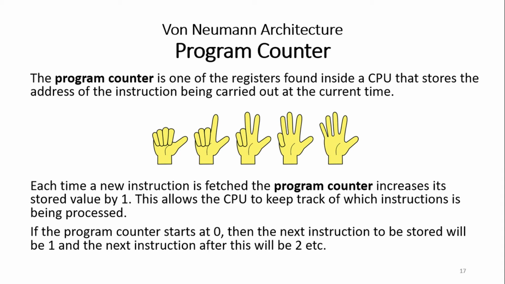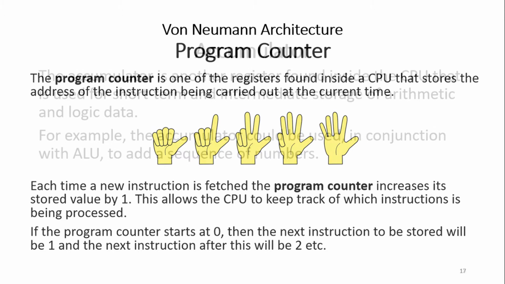The program counter. The program counter is one of the registers inside a CPU that stores the address of the instructions being carried out at the current time. Each time a new instruction is fetched, the program counter increases its stored value by 1. This allows the CPU to keep track of which instruction is being processed. If the program counter starts at 0, then the next instruction to be stored will be 1, and the next instruction after this will be 2, etc.